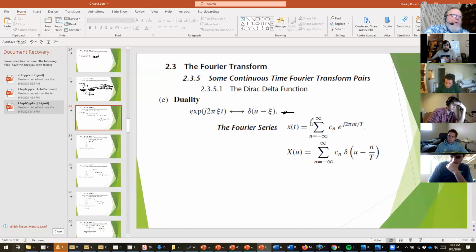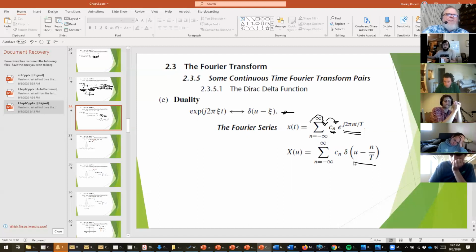We can take the Fourier transform operator inside the summation, because the Fourier transform is a linear operation, which means the Fourier transform of the sum is the sum of the Fourier transforms. We can take the Fourier transform in front of the C sub n. Why is that? Because the Fourier transform operator only operates on functions of t. This is not a function of t. So we can move the operator from the left to the right of C sub n. And we're left with the Fourier transform of e to the j 2 pi nt over T. And we've just seen that this Fourier transform is a shifted direct delta function.